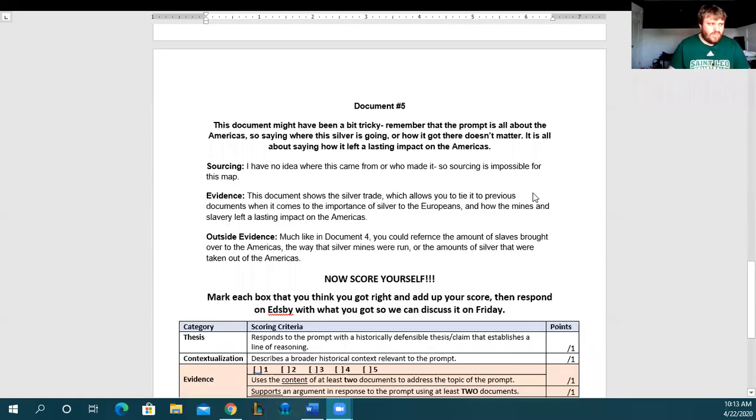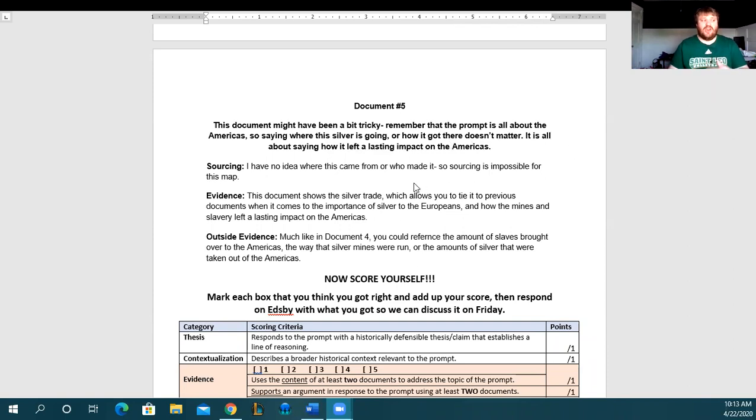Right? Document 5. This document might have been a bit tricky. Remember that the prompt is all about the Americas, so saying where the silver is going or how it got there doesn't matter. It is all about saying how it left a lasting impact on the Americas.